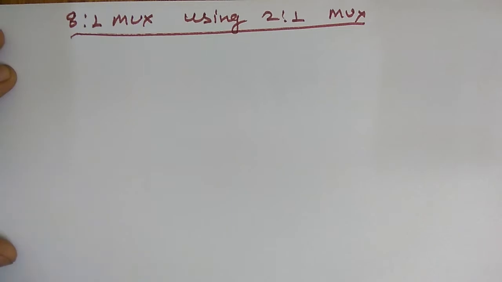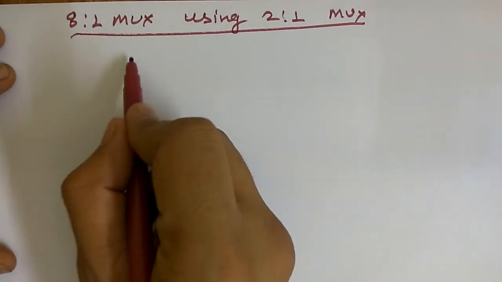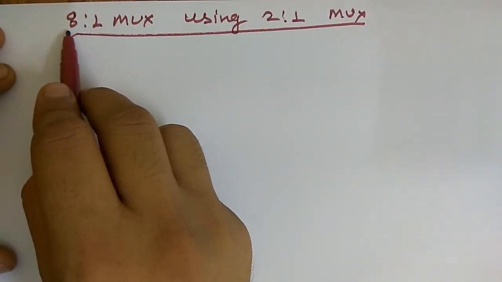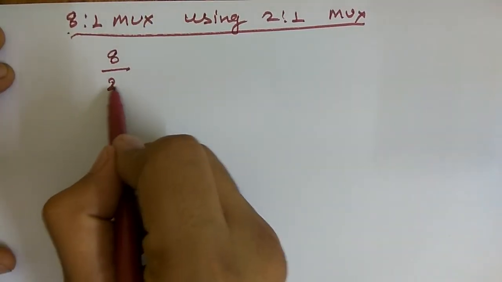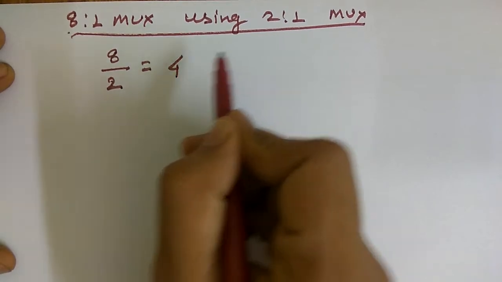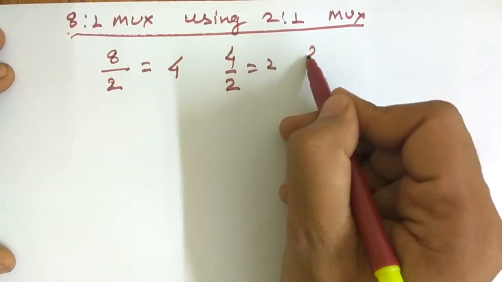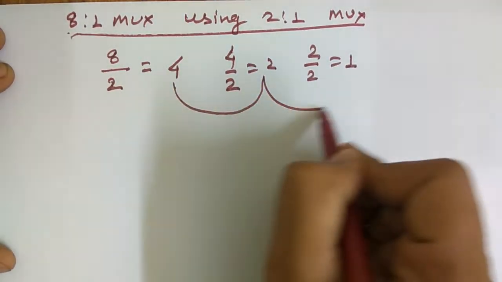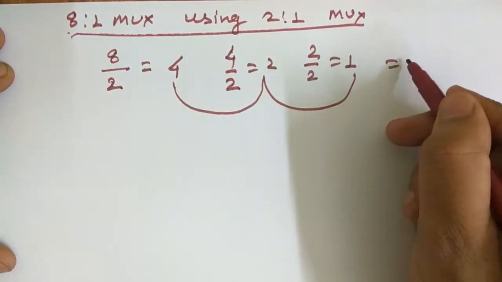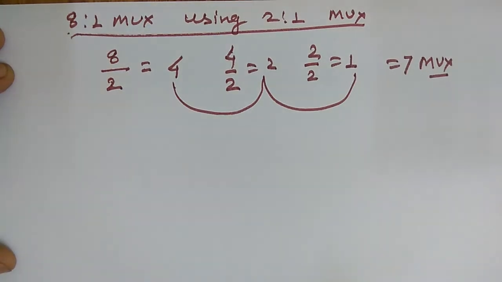So guys, what is the procedure for implementation of 8 raised to 1 mux using 2 raised to 1 mux? Firstly, we write 8 on top, and then we divide by 2. So this will be 4, and then again 4 divided by 2 will be 2, and again 2 divided by 2 will be 1, and add all three. So this will be 7. So 7 mux are required to implement this one.